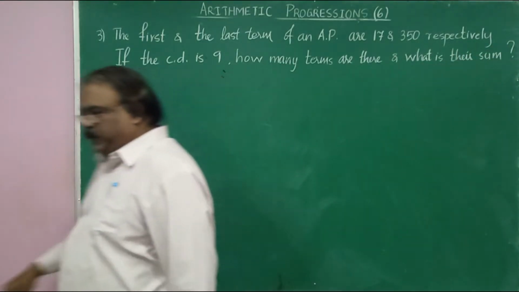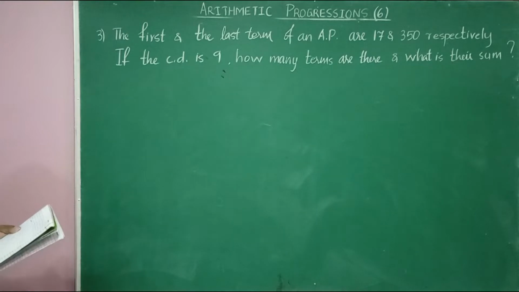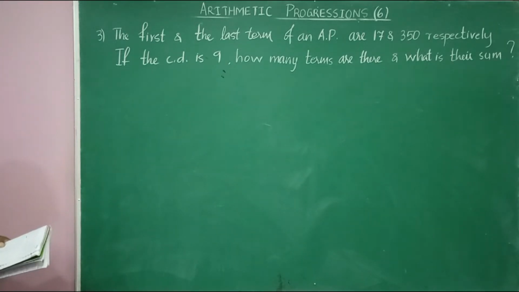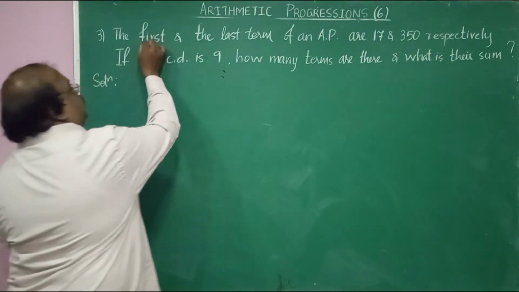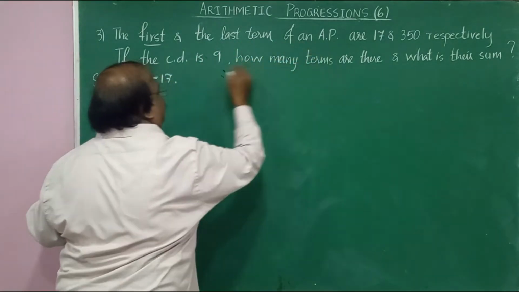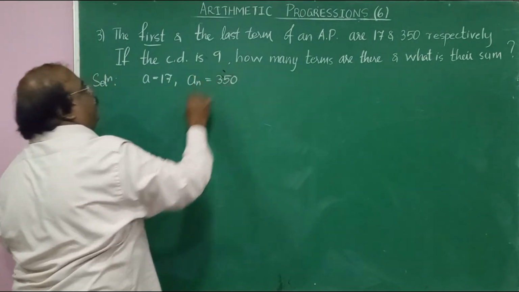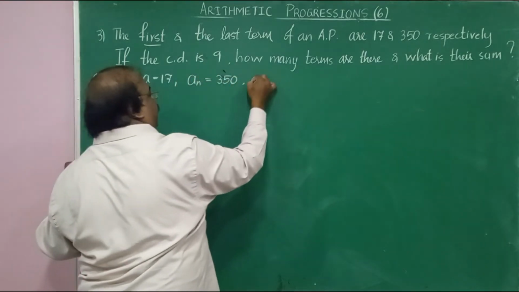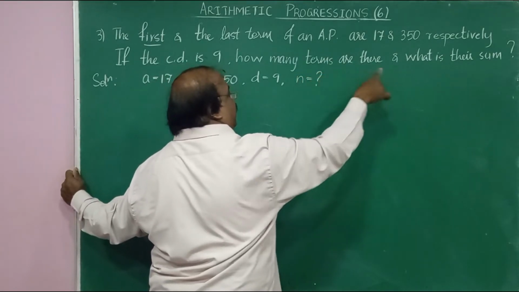Let me read the question properly. The first and the last term of an arithmetic progression are 17 and 350. The common difference is 9. How many terms are there in the arithmetic progression and what is their sum? First, let me write what is given. The first term is 17. The last term, that is the nth term, is 350. Common difference is 9. How many terms are there and what is the sum?